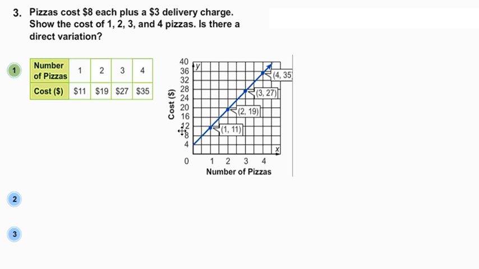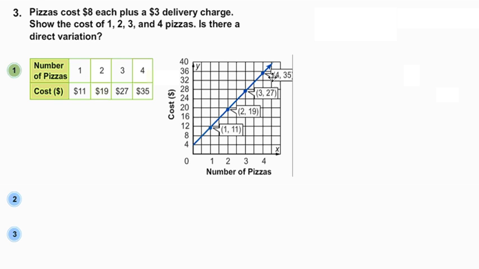So as I'm making this graph, I would say 8 times 1, which is 8, plus my $3 delivery equals 11. So then 8 times 2 is 16, and there's a $3 delivery charge, so that equals 19. Now you have to remember, it's not $3 per pizza, it's $3 per order. So that's why we're not adding the 8 plus 3 and then multiplying it times the pizzas.